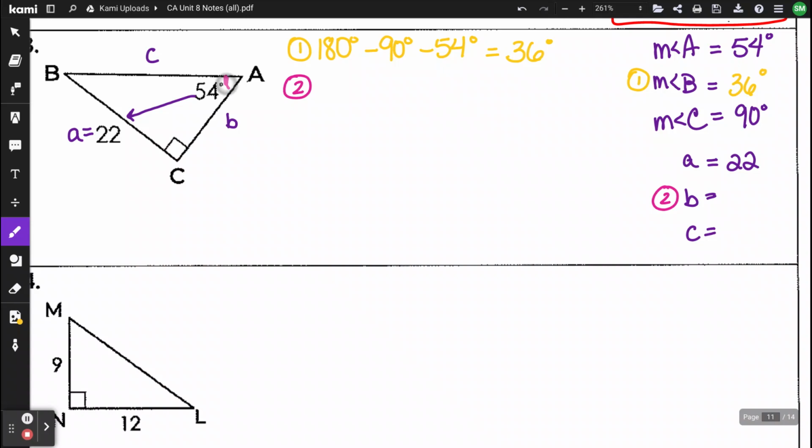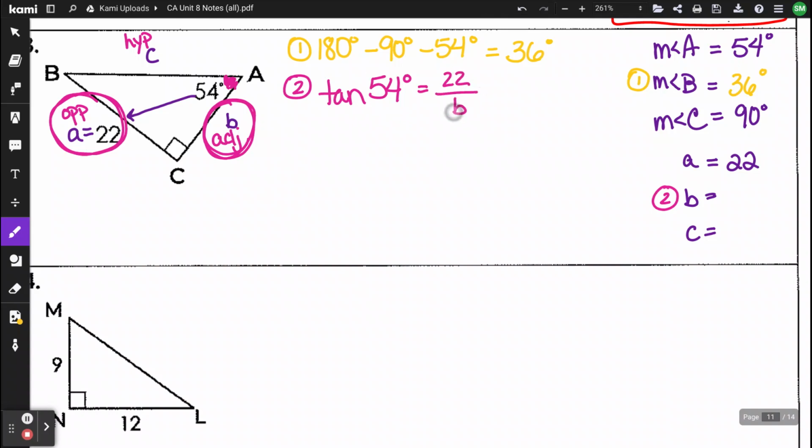So I'll start with what's given. Little a is the opposite side. Little c is the hypotenuse. And little b is adjacent. We said we're looking for little b. And we have the opposite side. So opposite and adjacent mean tangent. So tangent of our angle, 54 degrees, equals opposite over adjacent.